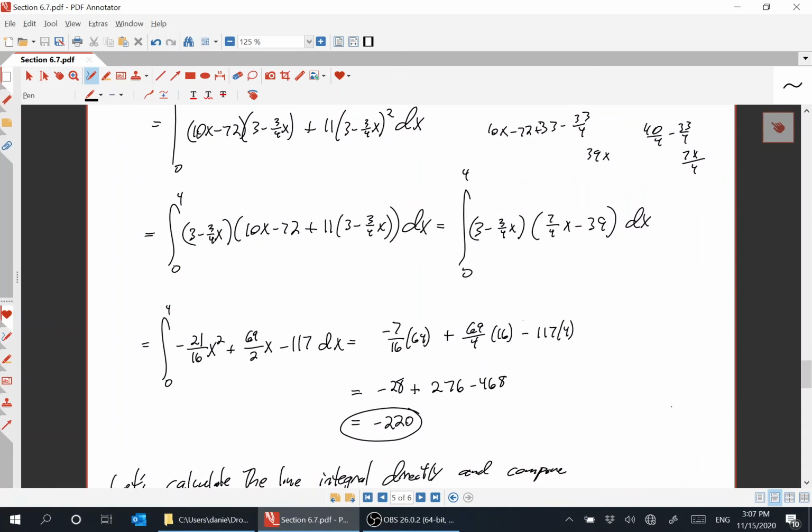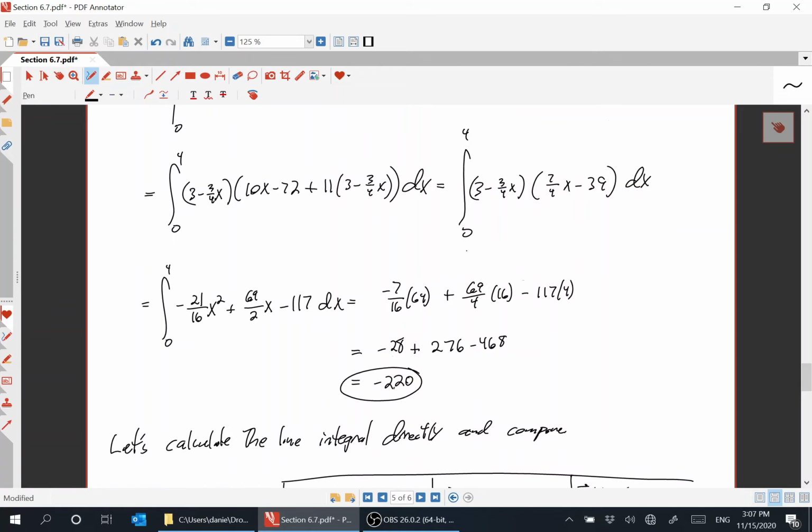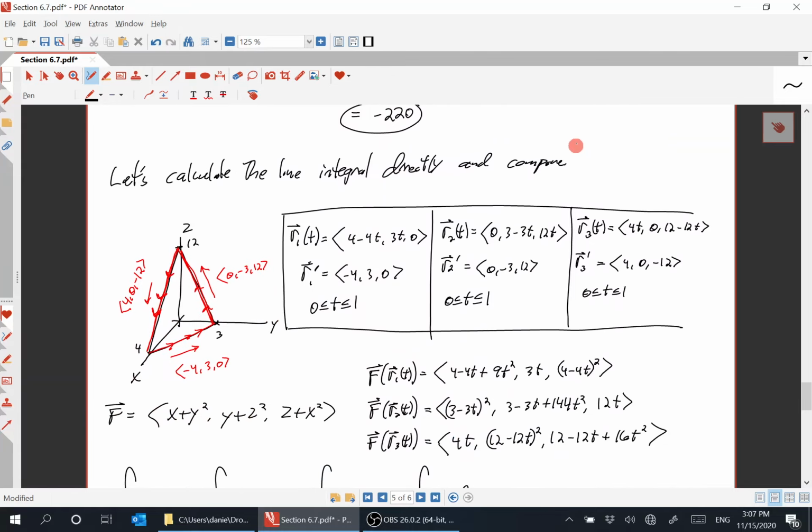Okay, so there was a little glitch here. This is a 7. I had something else there before. I had 33 or something, but this is a 7 here. And then you calculate the integral and get minus 220. So now we're going to directly calculate the line integral and compare.